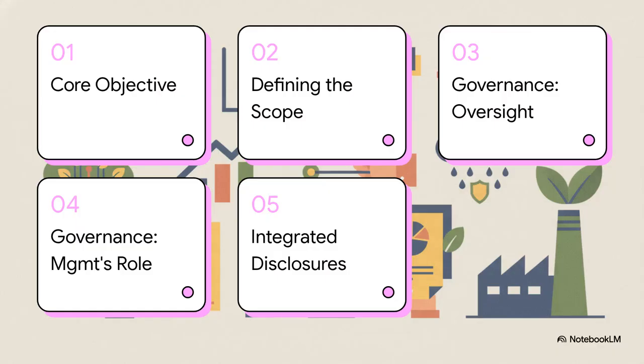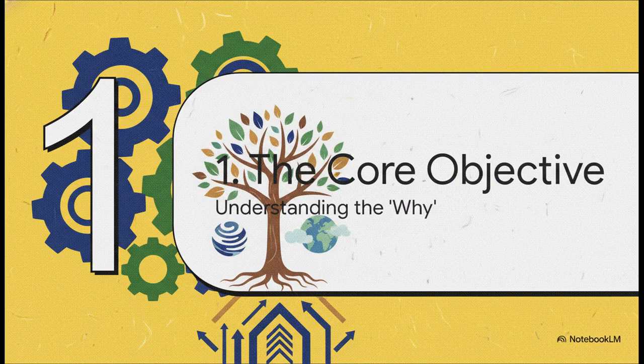Okay, here's a quick look at our roadmap. We're going to start with the core objective, the big why. Then we'll nail down the scope. After that, we'll get into the nitty-gritty of governance, looking at it from the top down, from the board to management. And to wrap it all up, we'll talk about how to pull it all together for seamless integrated disclosures. Let's go.